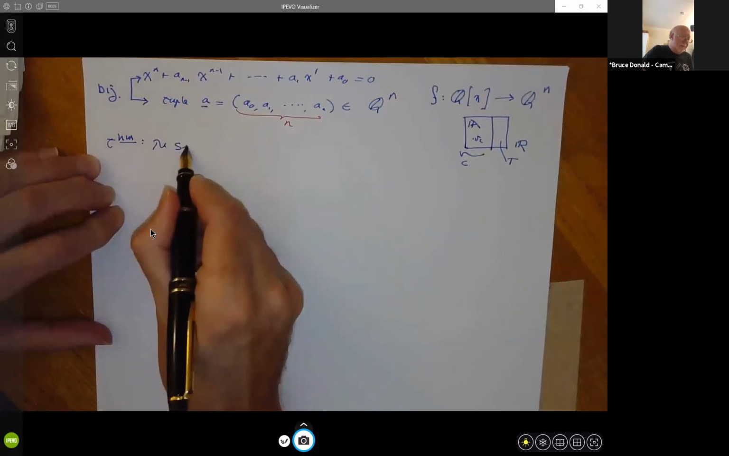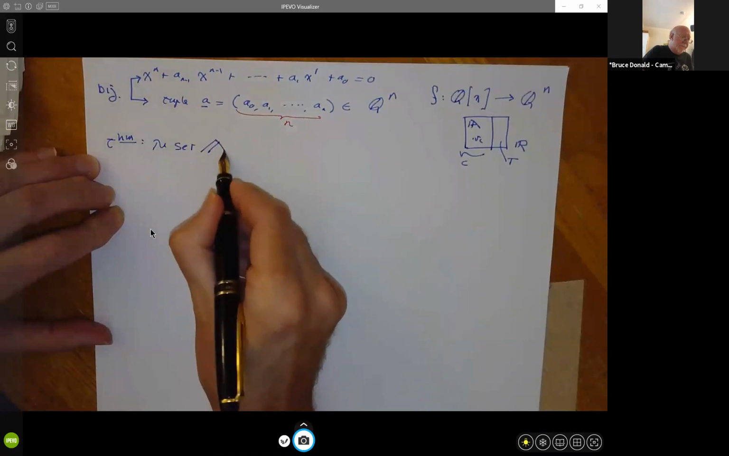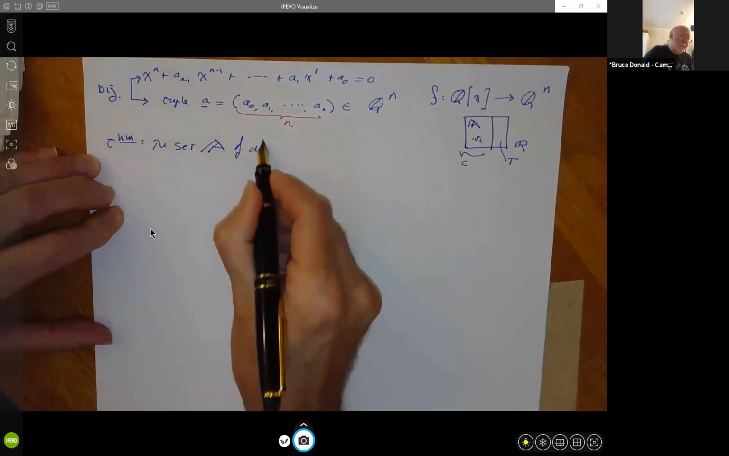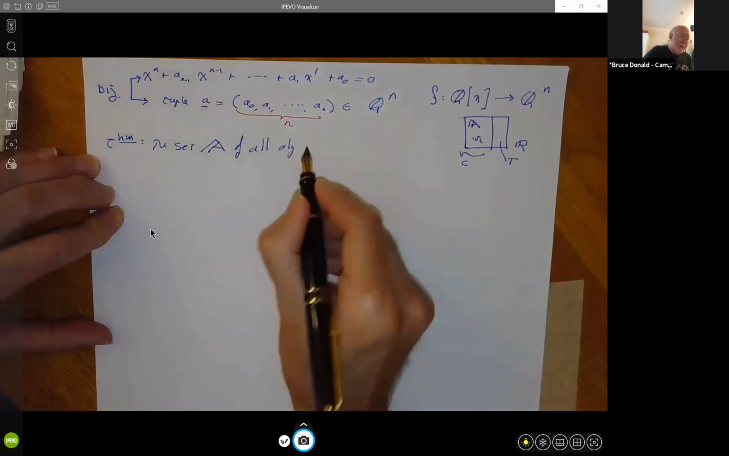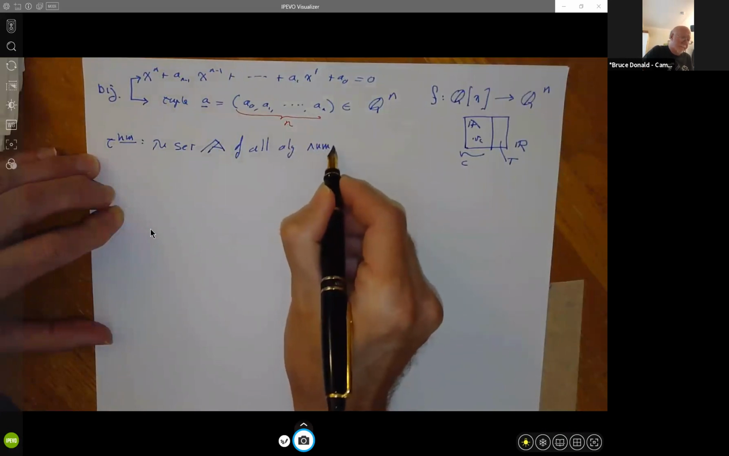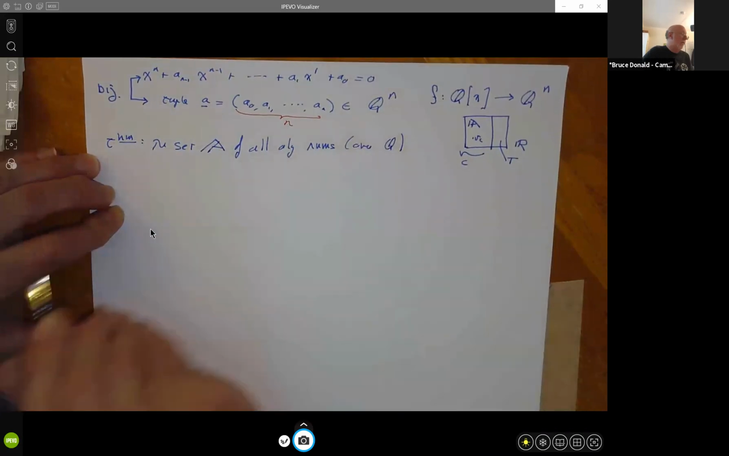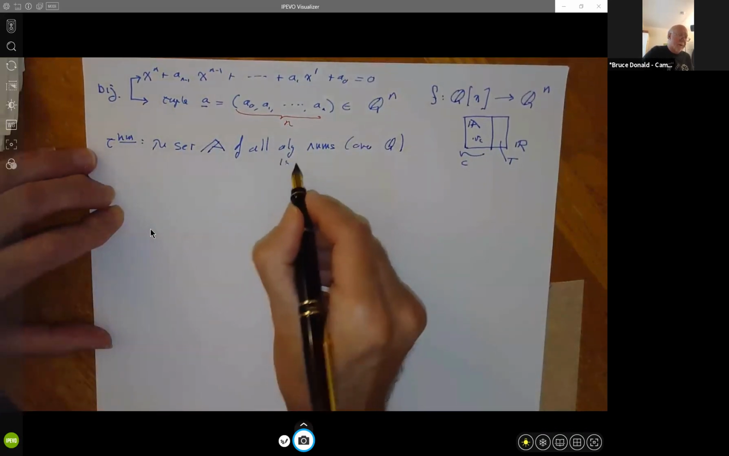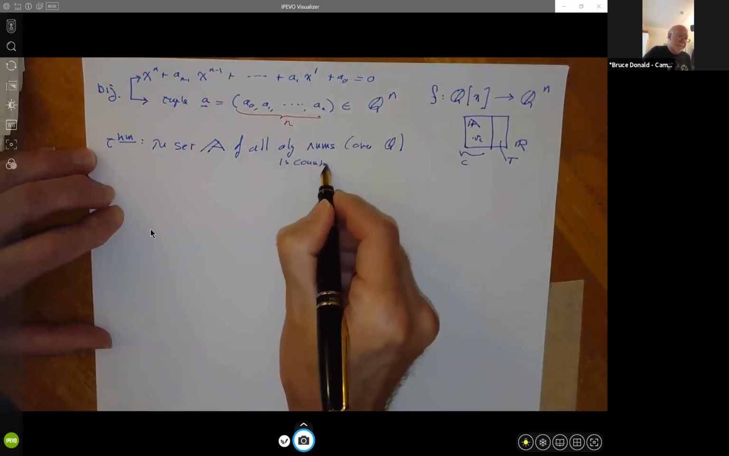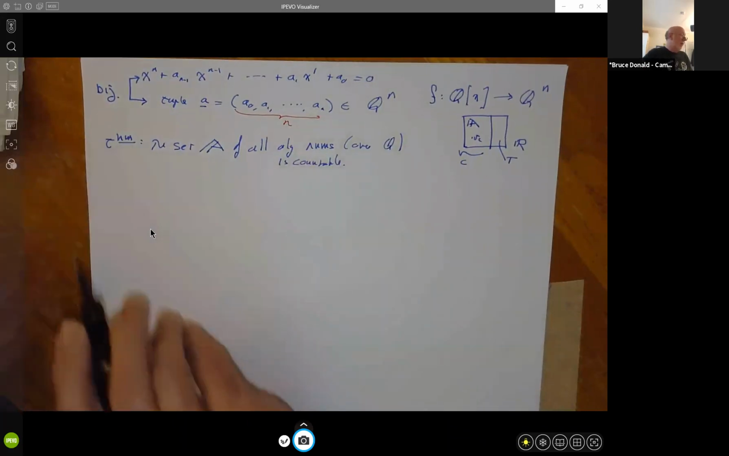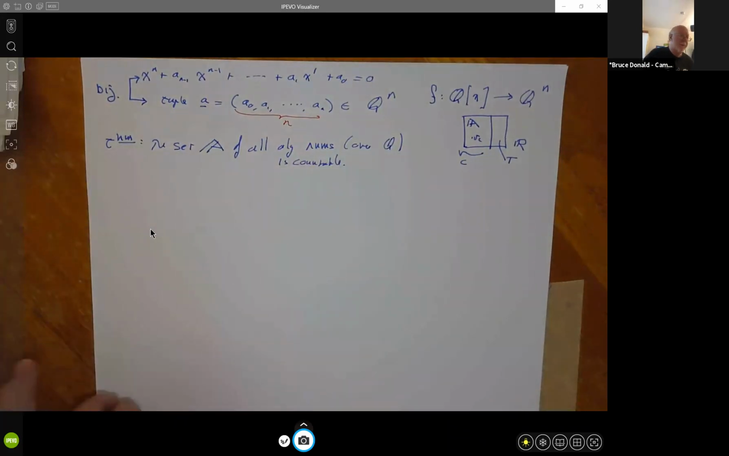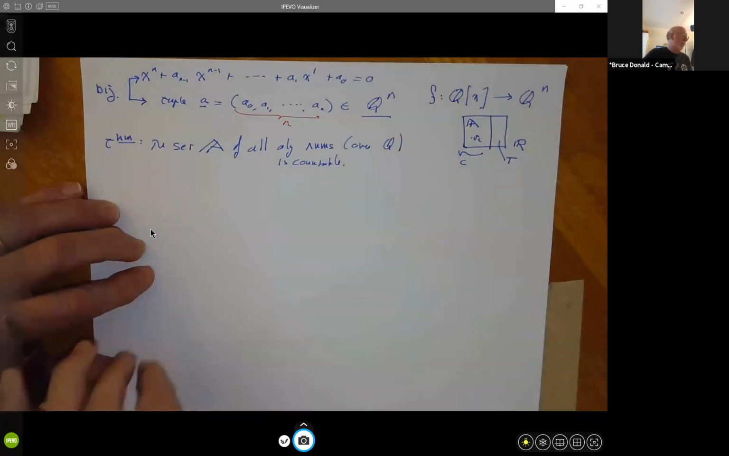The set, which I'll call A, of all algebraic numbers over Q, meaning that polynomials have rational coefficients, is countable. So I'm going to use my theorems from before about countable unions. A countable union of countable sets is countable. And I'm going to use the fact that Q to the n is countable, which we proved before.